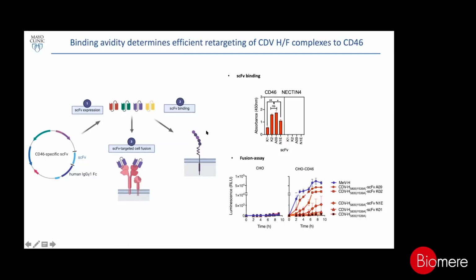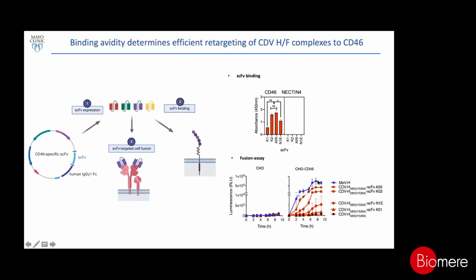When we display the single-chain antibody fragments on top of the CDV-H, we can see that KO1, which saw one of the lowest binding to CD46, did not drive fusion into CD46 cells. However, the one called AO9, which saw one of the highest binding to CD46, allowed CDV-H to produce CD46-dependent fusion with a kinetic comparable to that achieved by the measles virus hemagglutinin protein.